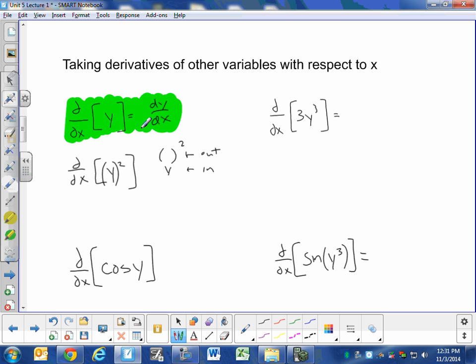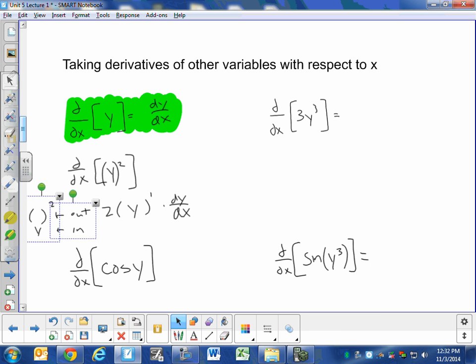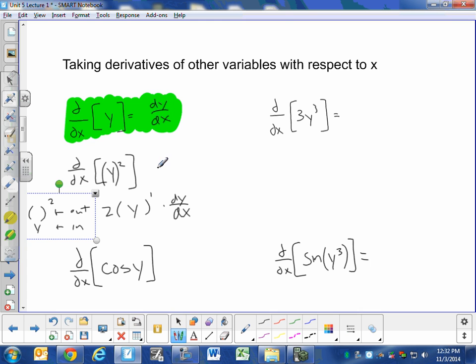So if I wanted to take the derivative of y squared using the chain rule, I would take the derivative of the outside, leave the inside alone. So that's the derivative of the outside, leave the inside alone, then multiply it by the derivative of the inside. Well, if the inside is y, what is the derivative of the inside? dy dx. The derivative of y squared with respect to x is 2y dy dx.